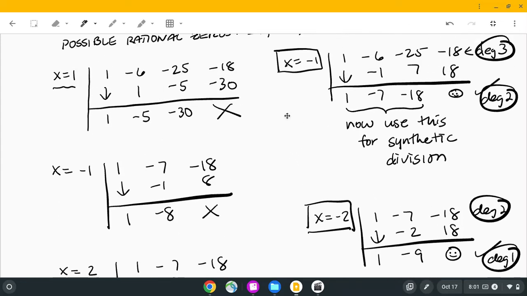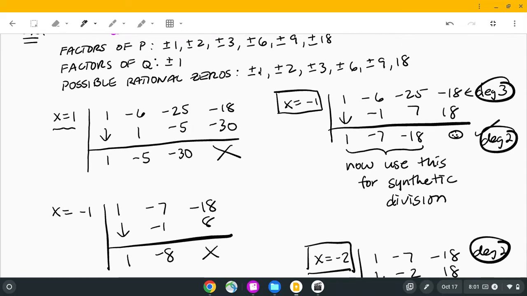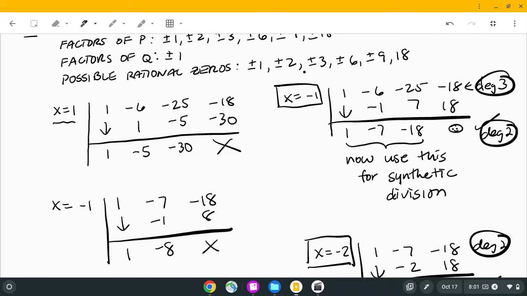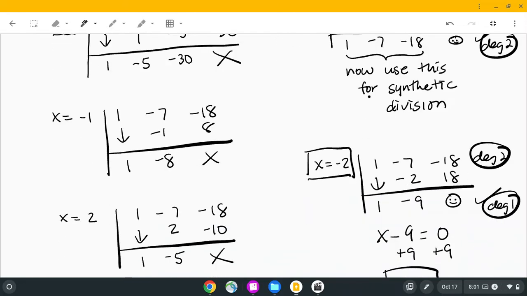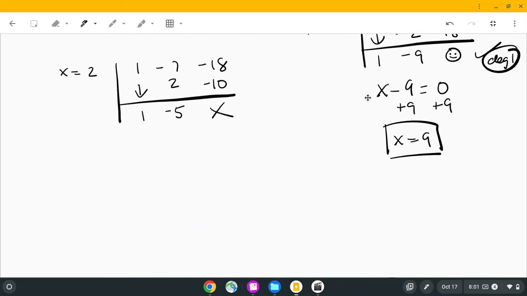So those are our 3 rational zeros, and we can see that -1 is on our list, -2 is on our list, and +9 is also on our list. So remember, the rational root theorem says that if you're going to have a rational zero, it's going to be on this list. All right, let's go ahead and try another problem.